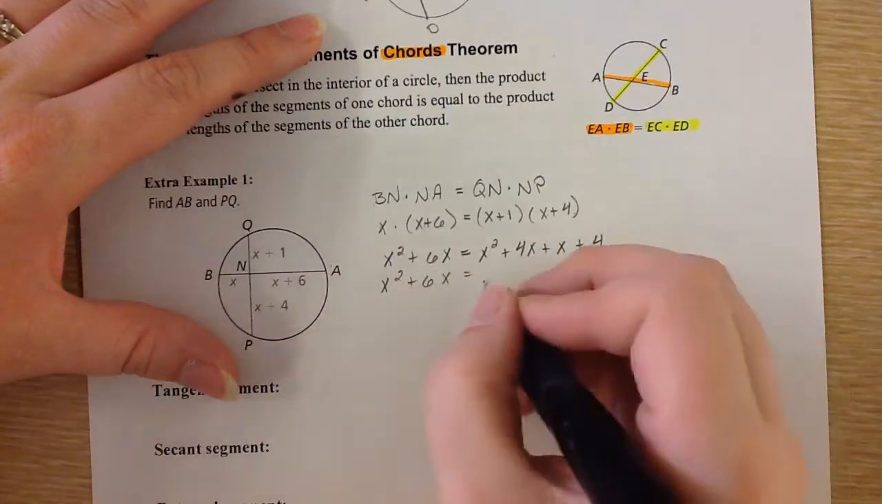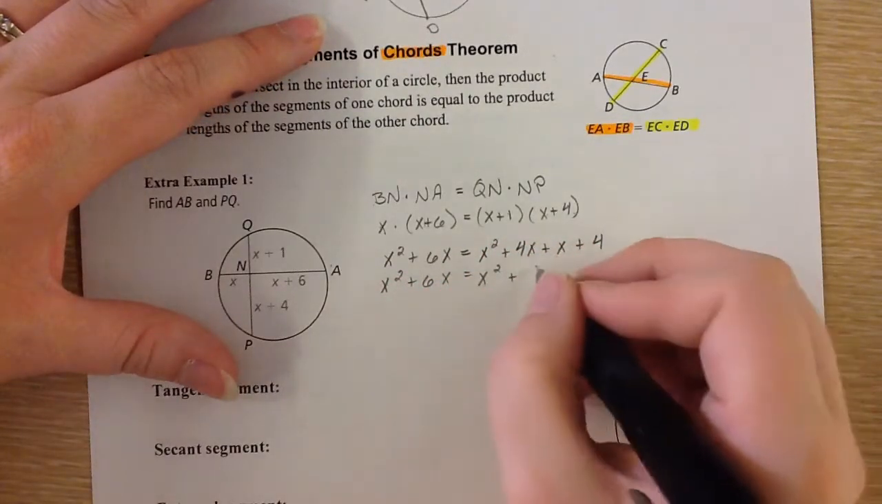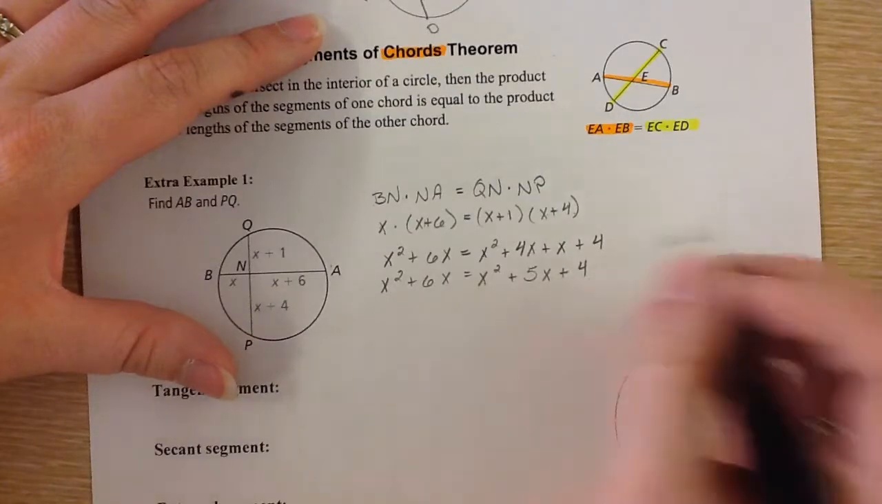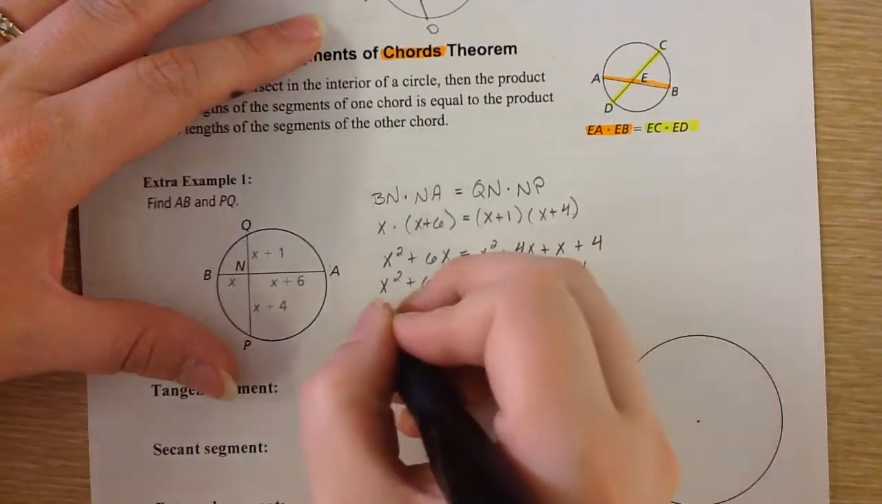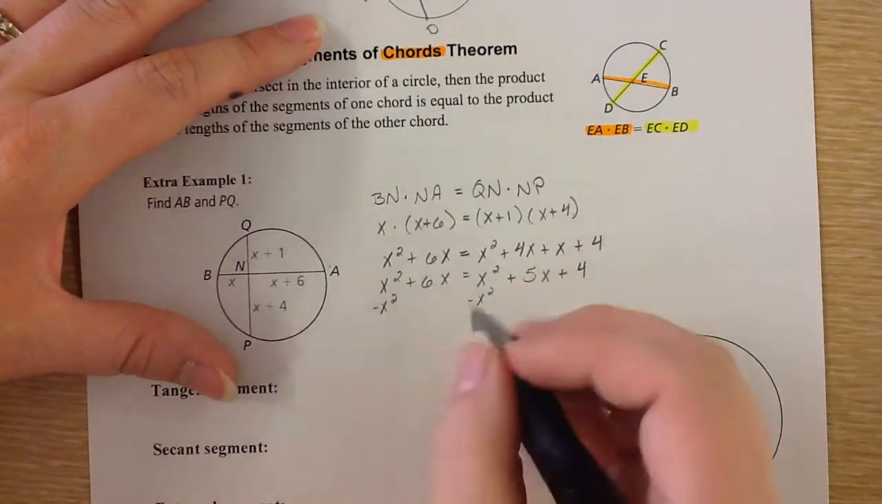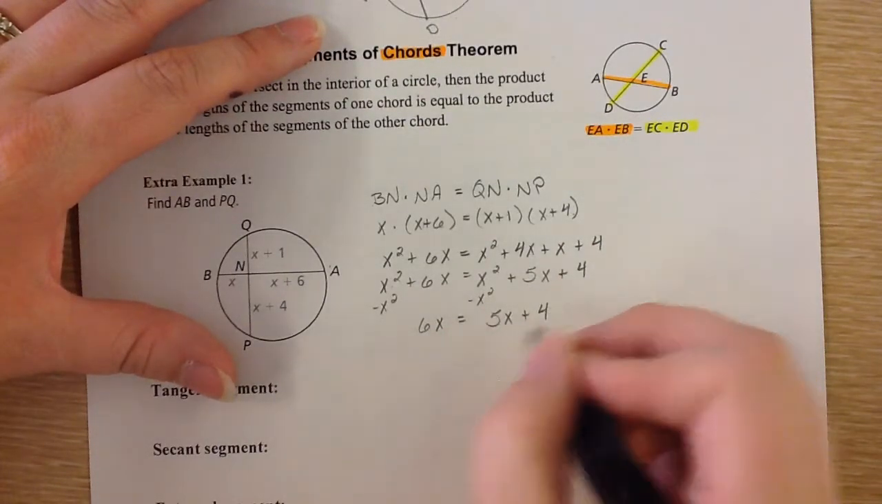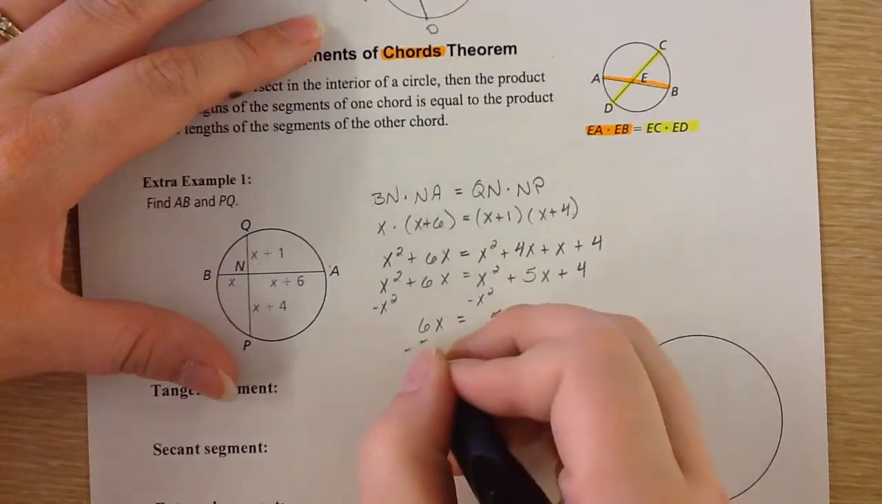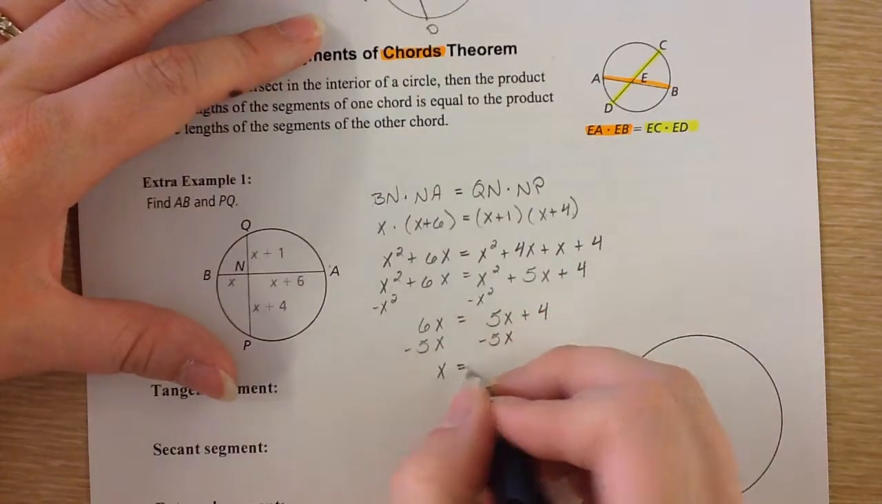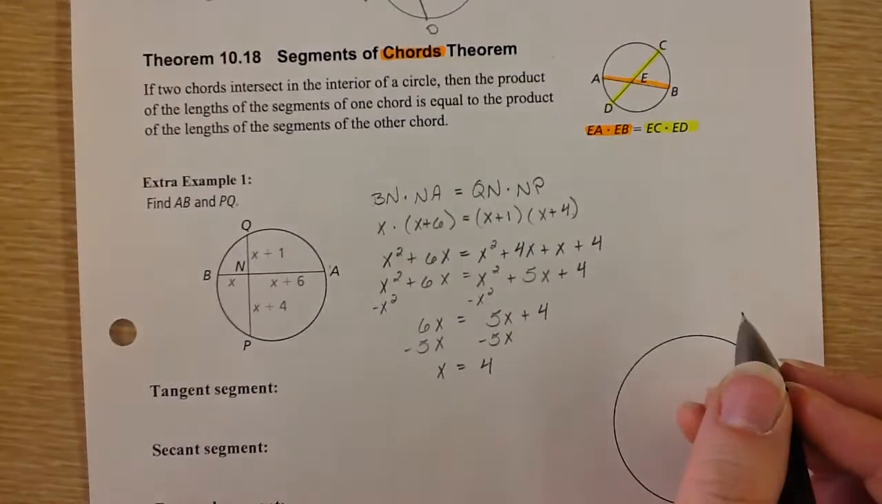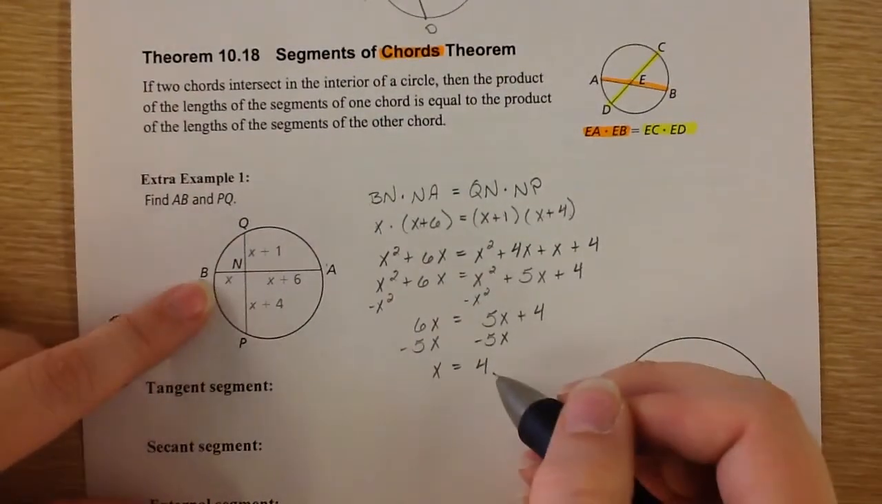On this other side, I can put together like terms: X squared plus 5X, plus 4. I can subtract the X squared from both sides, so those cancel out, and I'll have 6X equals 5X plus 4. Then I can subtract the 5X from both sides, so X equals 4.